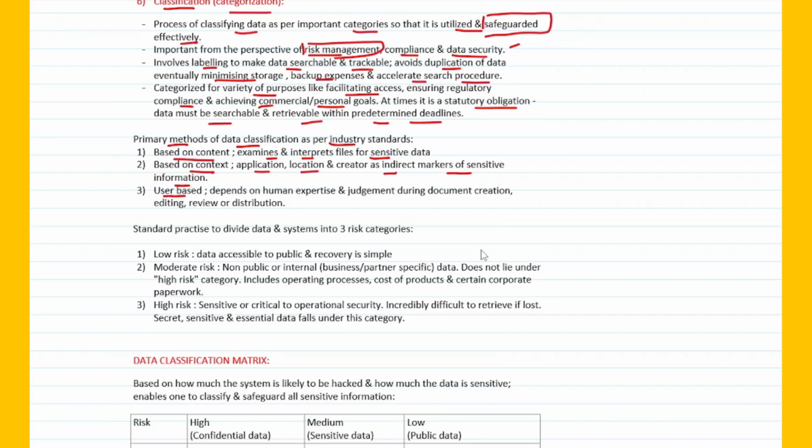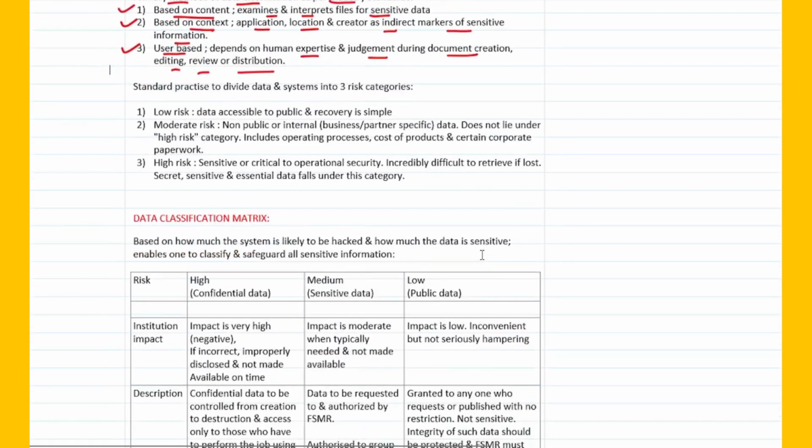And finally, it is user based. User based depends on human expertise, obviously, and judgment during document creation, editing, review, or distribution. So please remember three things. The three methods of data classification are based on content, context, and user based, right? Let's move on. Now there is a standard practice to divide data and systems into three risk categories. Very obvious. One is low, one is moderate, and one is high, right?